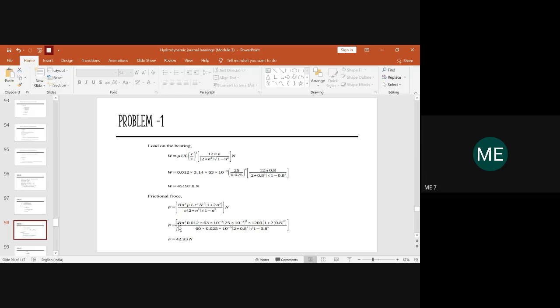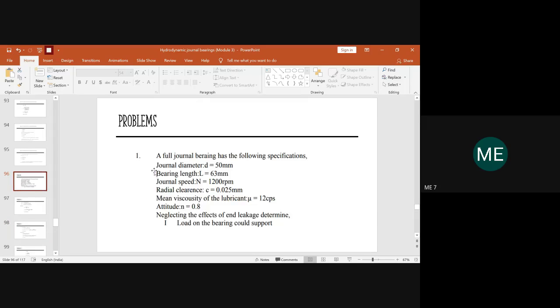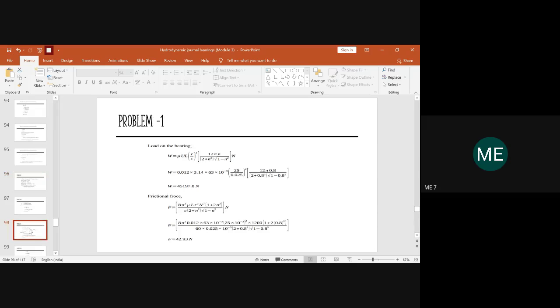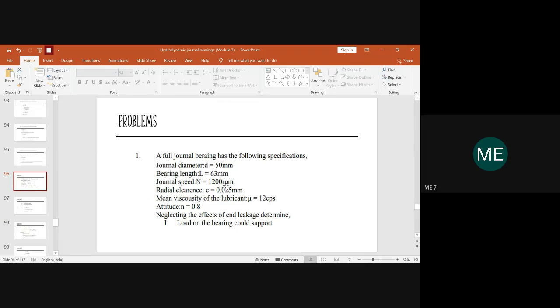So 8 you will write as it is, pi value you will write it as it is, mu you have already calculated in Pascal second, which is 0.012 instead of 12 centipoise. So you will write that value. And length of the journal bearing is 63 mm. Kindly convert that into meter. So it is 63 into 10 raised to minus 3. And after that, we have the radius value, r square. So radius is 25 mm. We are converting that into meter, whole square, into the speed, which has been given as 1200 rpm.